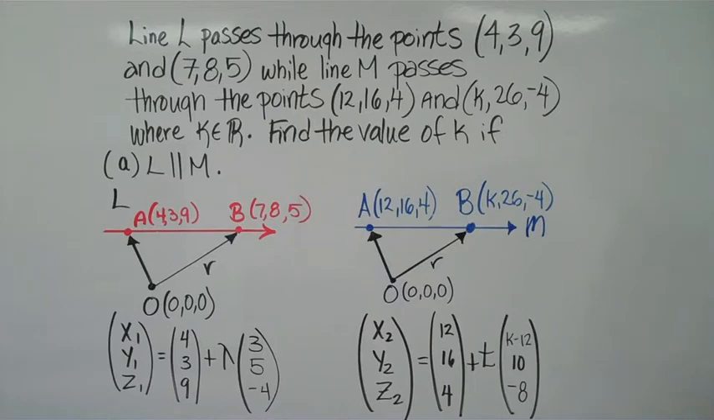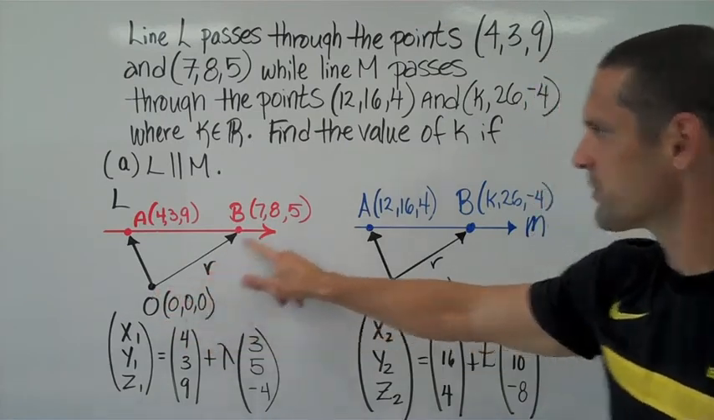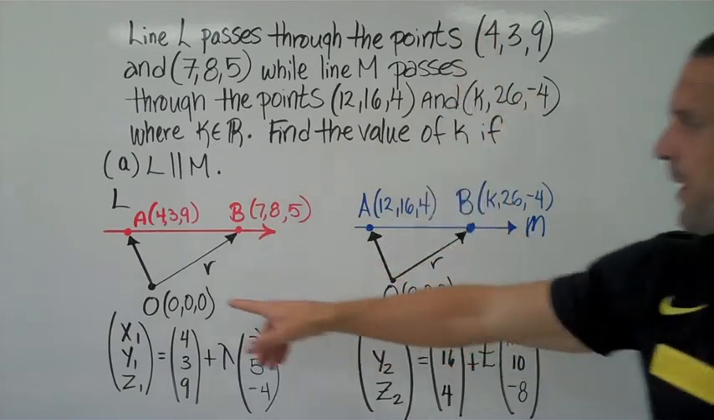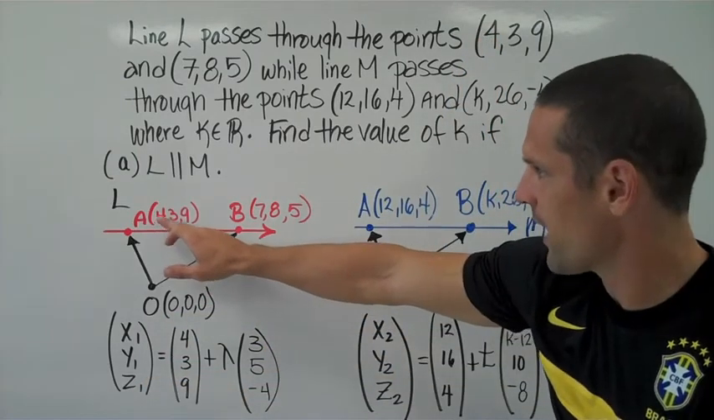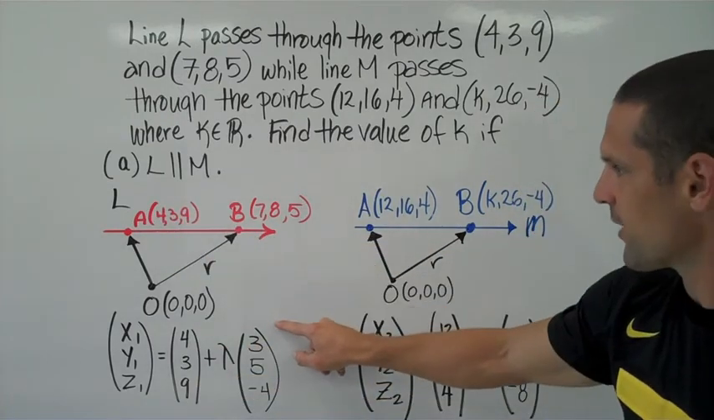Well, we can see that this is a line and this is a line, so I can set it up in the vector form where I'm going from some origin, 0, 0, 0, and there's my vector R. Well, what is vector R? Vector R is some x1, y1, z1, which will be equal to the position vector of A, which is 4, 3, 9. Well, how did I find this directional vector?